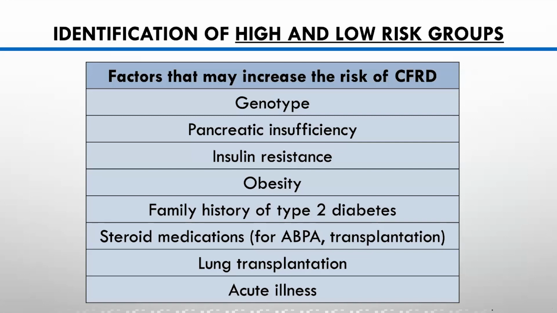Finally, can we see who is at risk? We know that some genotypes clearly increase the risk, that a patient that is pancreatic insufficient clearly has a high risk, that a situation that leads to insulin resistance like exacerbation clearly increases the risk. Emerging from a few recent papers, we do have now patients with CF that are obese and this increases the risk. Also, patients that have a family history of type 2 diabetes are at high risk of earlier CFRD. Patients that need steroid medications after lung transplant, I'm nearly not aware of people that have not developed diabetes, and each time there is an acute illness.